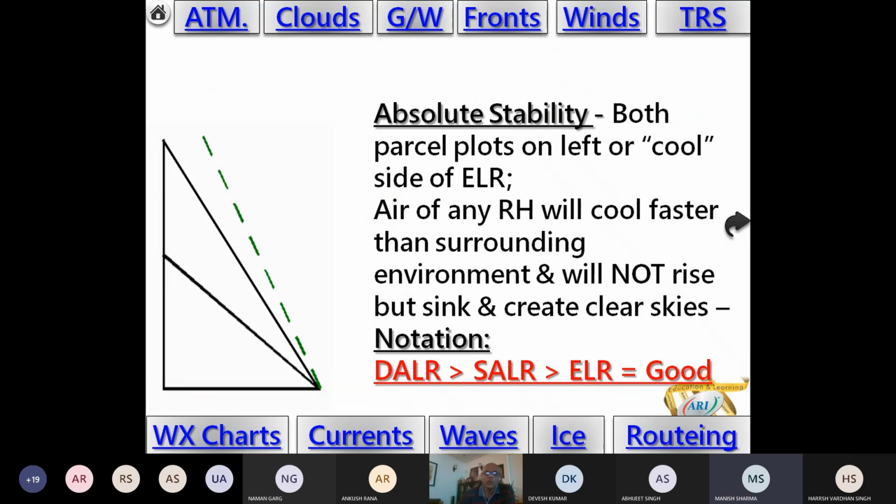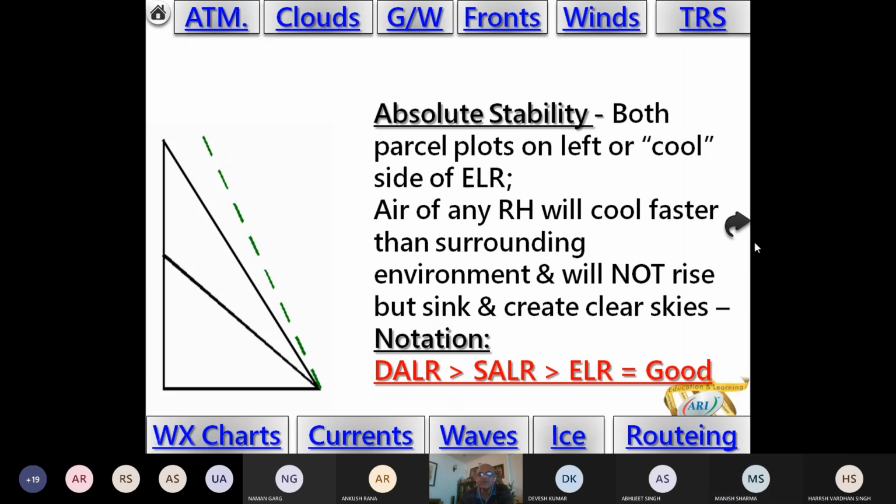So when we take absolute stability, both DALR and SALR are going to be on the colder side, because it is on the left hand side of the plotted ELR. At the surface itself, the air is cold. It is not going to rise as quickly as the warm air. So there is no question of a low pressure being created. The weather will be good.